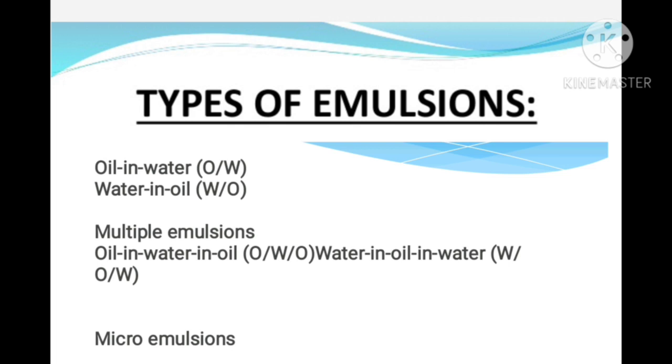In oil in water emulsions, the dispersed phase is oil. It is present in a small amount. The dispersion medium is water. It is present in a large amount. For example, milk is an emulsion of soluble fats in water.